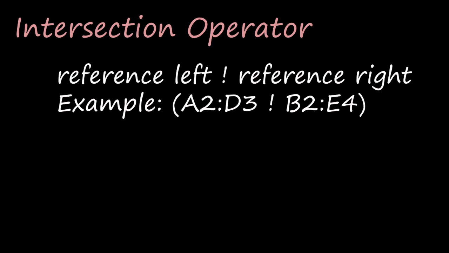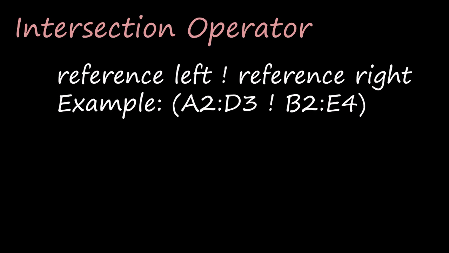Intersection operator means this is used to join two sets of groups, right? It is very similar to the range concatenation operator. The intersection operator is represented with the exclamation mark. Okay, exclamation mark we all know. The syntax of this intersection operator is given here: reference left, exclamation mark, reference right, right?